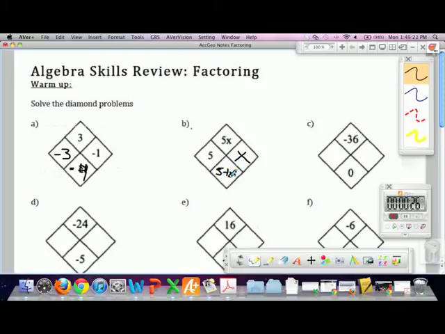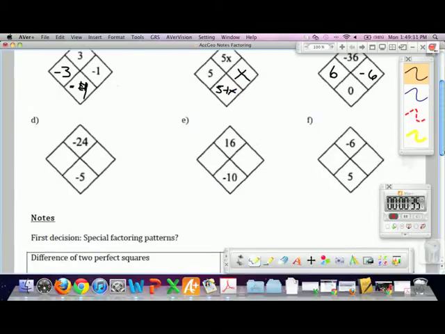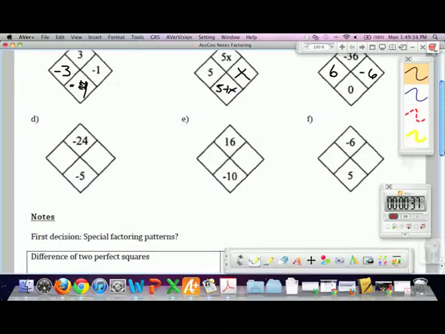Now the more important ones. So what numbers multiply to -36 but add up to 0? 6 and -6. What numbers multiply to -24 and add up to -5? What multiplies to 16 and adds to -10? Multiply to -6 and add up to 5. What is it? 6 and -1. Yep. Okay.